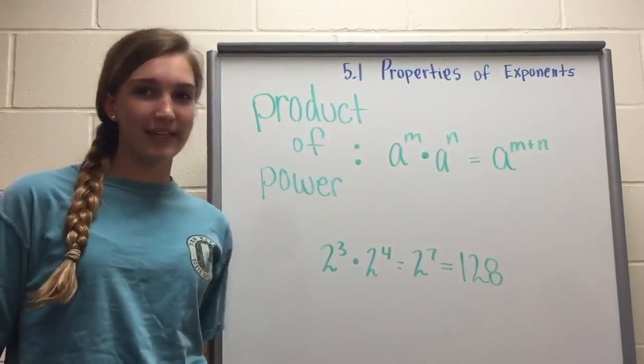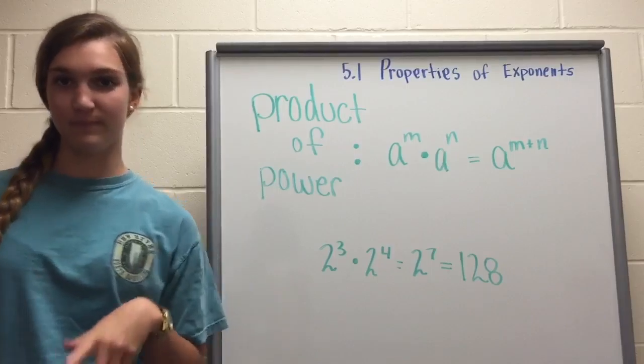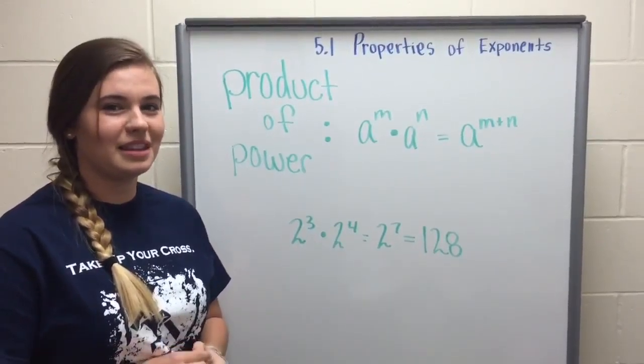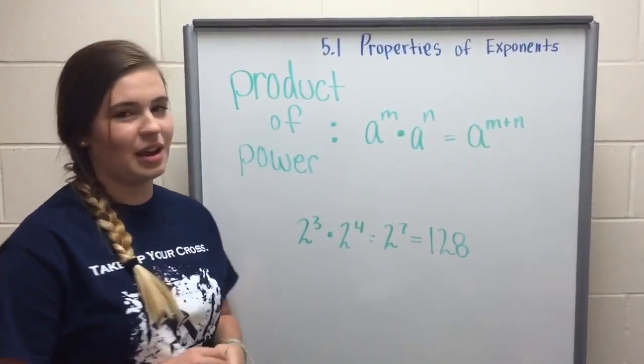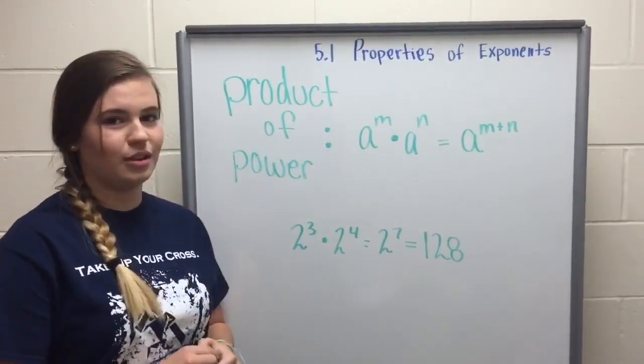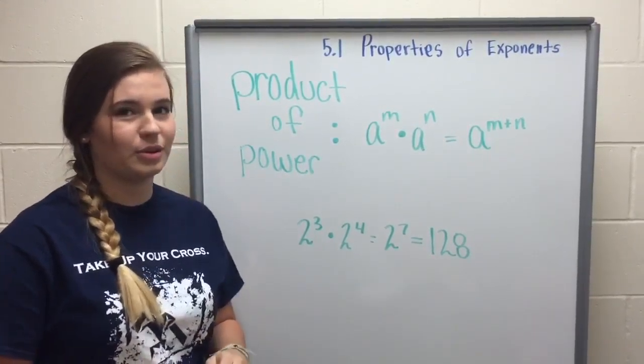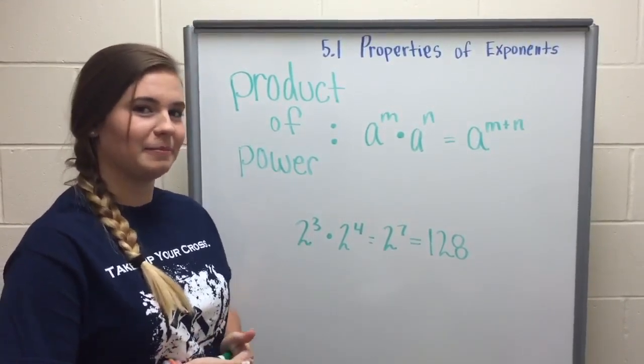So for 5-1, we're going to teach you the properties of exponents, and the first one is product of powers. Product of powers is when you have two of the same bases with two different exponents and you add the exponents together. So an example is 2 to the third power times 2 to the fourth power. You add 3 and 4, which is 2 to the 7th, which equals 128.